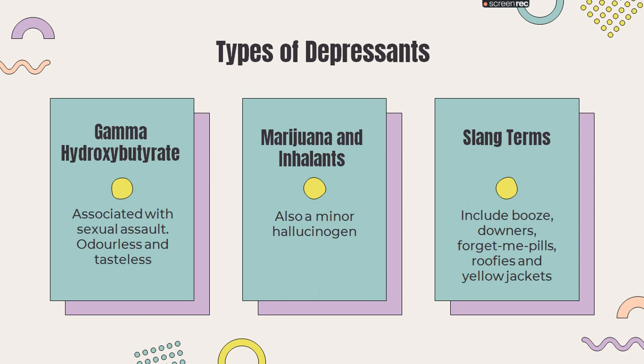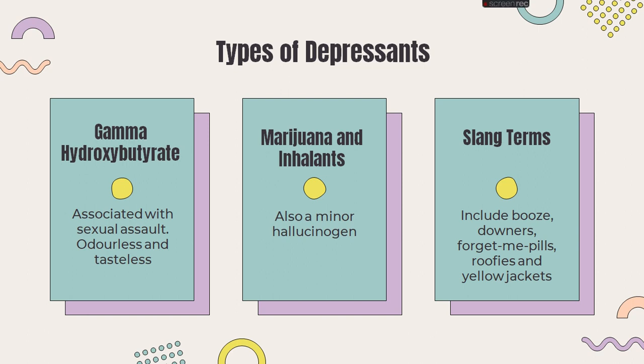Next we have gamma hydroxybutyrate. This is another kind of depressant. It is odorless and tasteless, and sometimes this is used illegally and associated with sexual assault. They give this to the victims, and a sexual assault might happen if it is used in a wrong way.